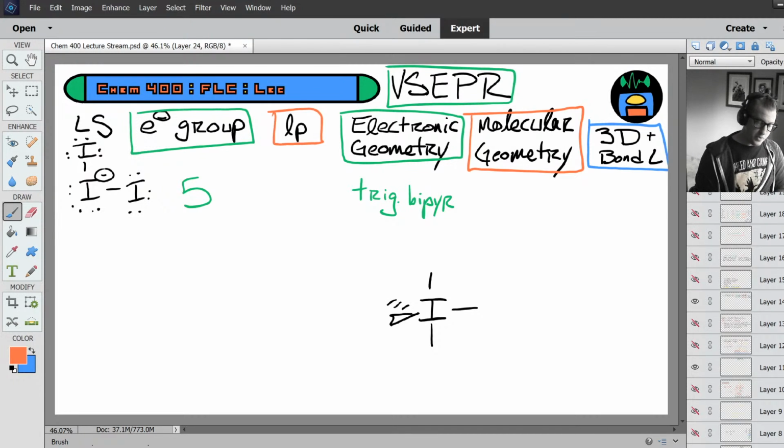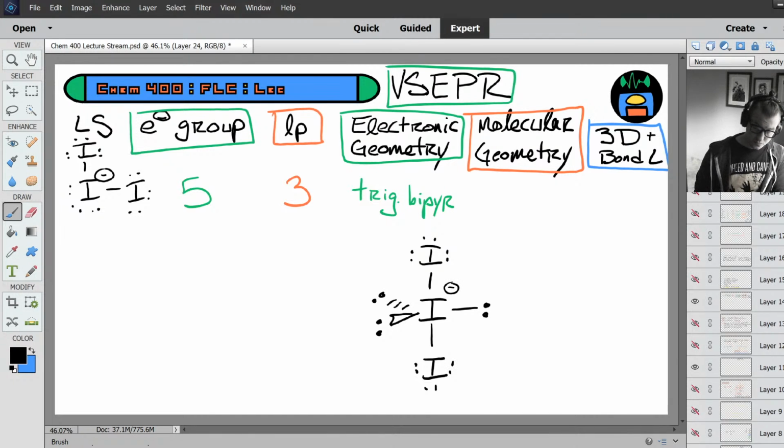Now, what do we do with our 3 lone pairs? We know that lone pairs always go to the equatorial position. So we've got to put them down there, which means our iodines have to go axial. Now, to find the molecular geometry, we just want the shape that our atoms make. So we're going to turn all of our lone pair electron groups into just dots around our central atom.